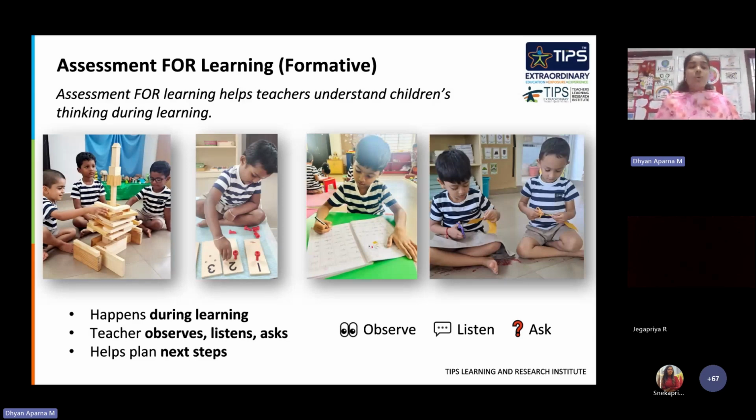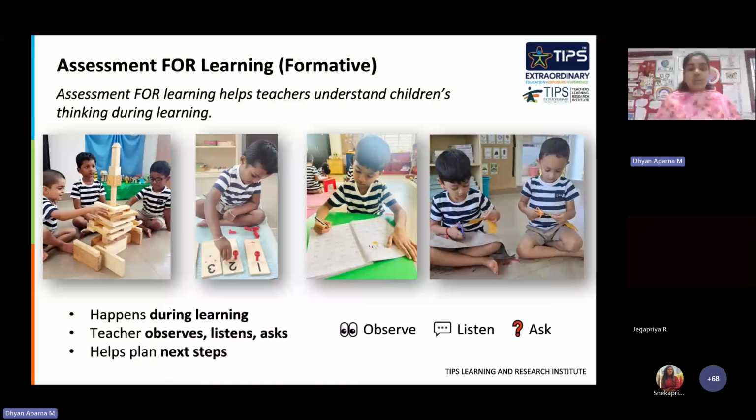And with the help of all this information, it helps us to decide whether we need to support them, or we need to extend, or we need to give them more time. And the same kind of thinking applies across all other images, even though the activities are different.